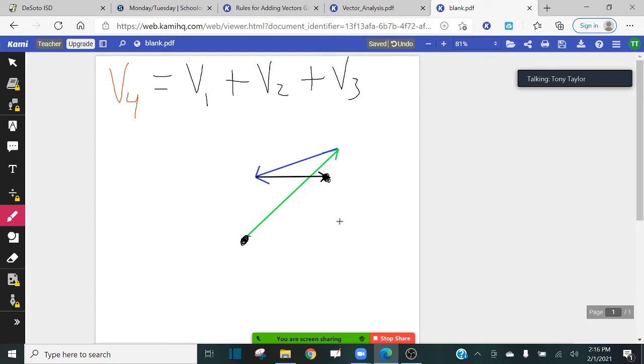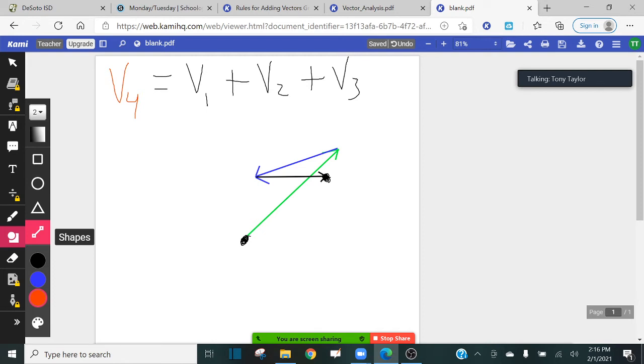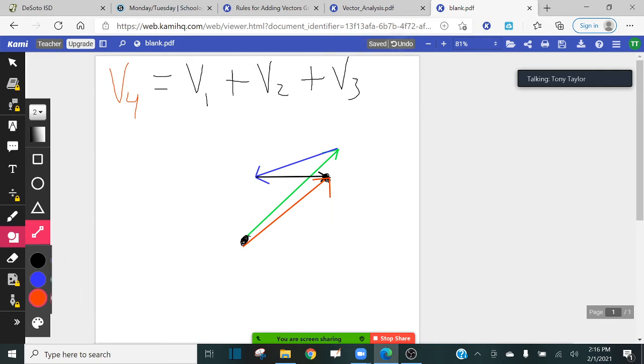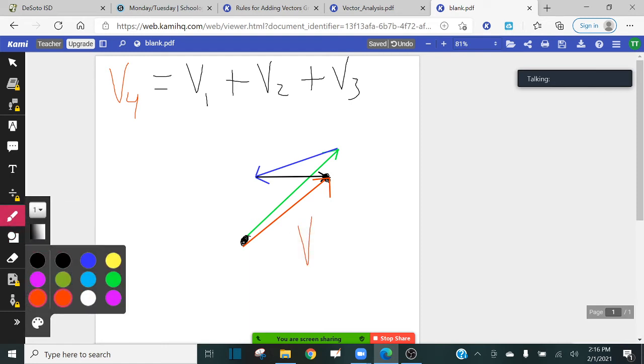Then lastly, step three is to connect the dots. Basically, draw your arrow pointed toward the ending point. So in step three, that arrow in red is our resultant vector that I'm going to call V4. Y'all got that?